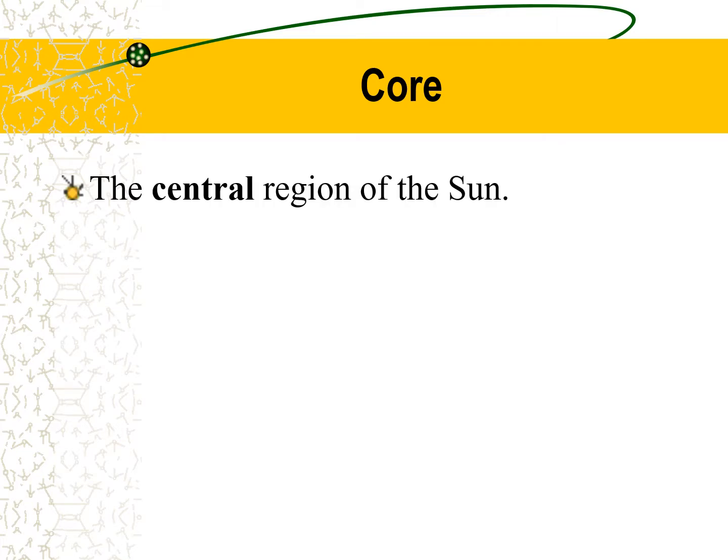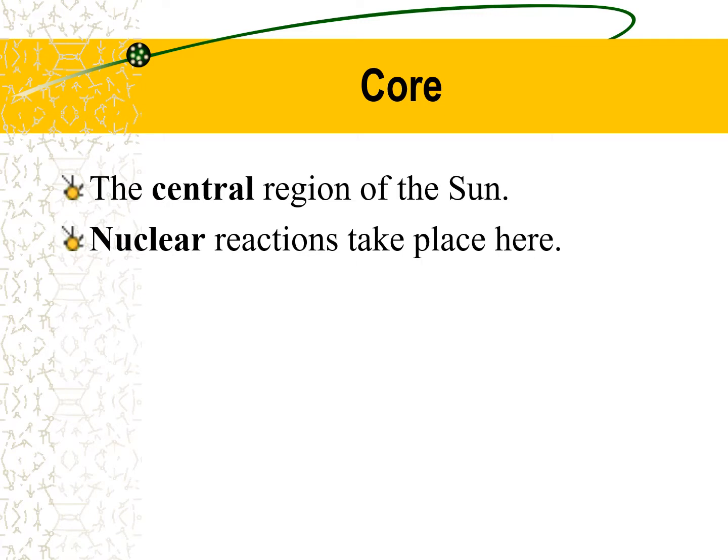So the core is the centralmost region of the sun, and this is where the nuclear reactions take place. Again, we're fusing hydrogen to helium.